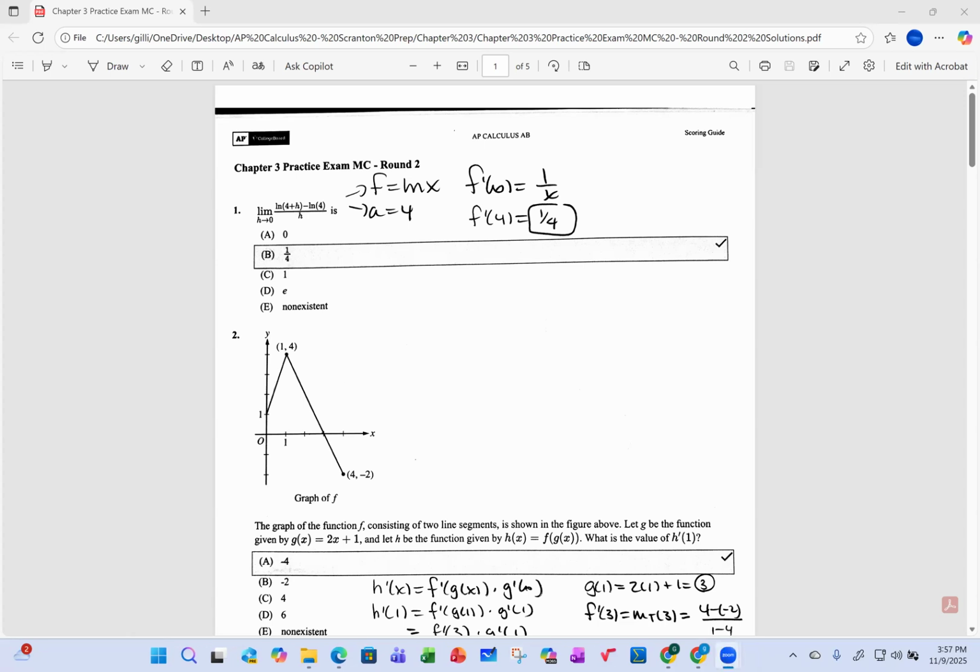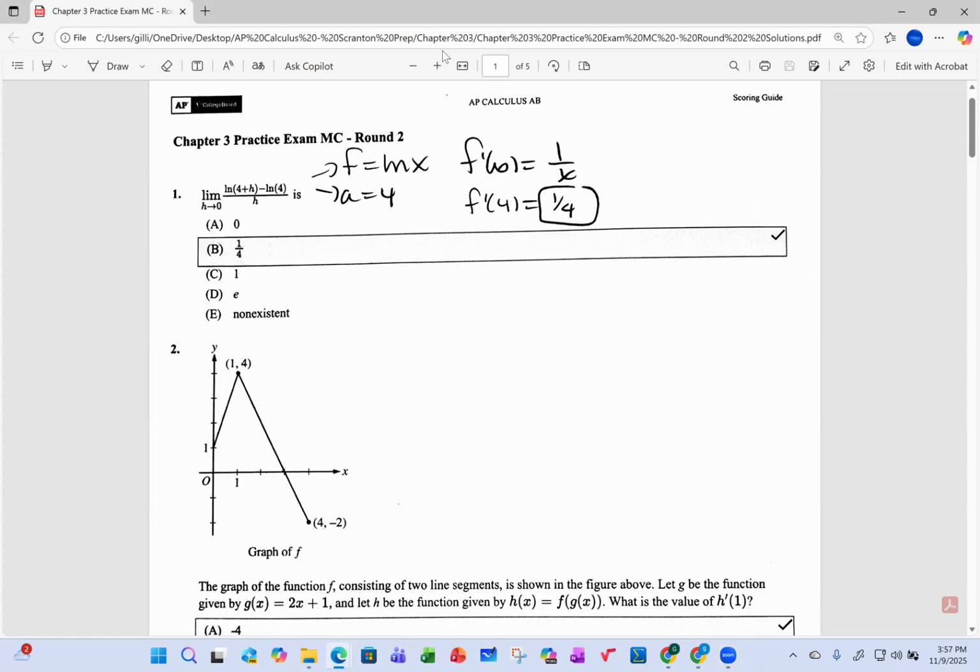Okay, so here I'm going to take you through the solutions to the Chapter 3 practice exam from AP Classroom for round 2 for the Chapter 3 exam. Sometimes I do them in advance, sometimes it goes faster, and then I can also see when I make mistakes. So in this one here, it's the definition of derivative, guys.